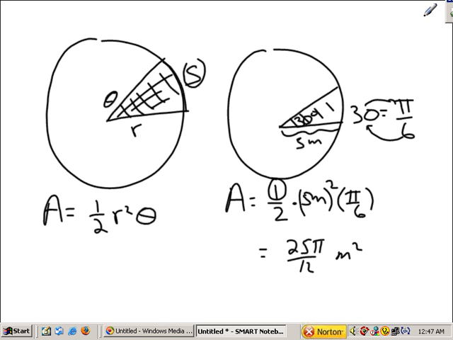1 is 1. 5 squared is 25. 25 times pi is what I have here, times meter squared, which I have here. And this is divided by 2 times 6, or 12, which is right here. So now, the question would be, is there a way of doing it without converting the 30 degrees to radians? Absolutely.